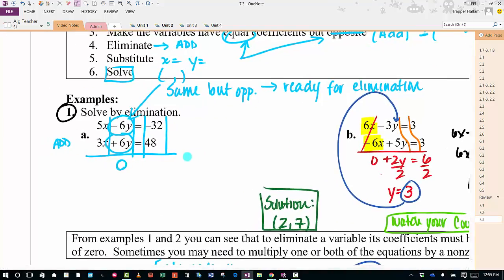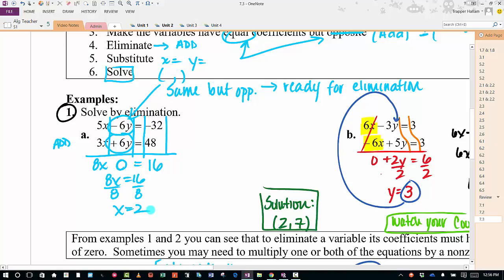So we're going to finish this problem by doing the rest of the columns. 5x and 3x make 8x. And negative 32 and positive 48 gives me 16. Drop down your equal sign, and I get a 16 there. So from here, that's pretty simple. 8x equals 16. I can solve that. Divide by 8. x equals 2. Okay, that's the elimination part.